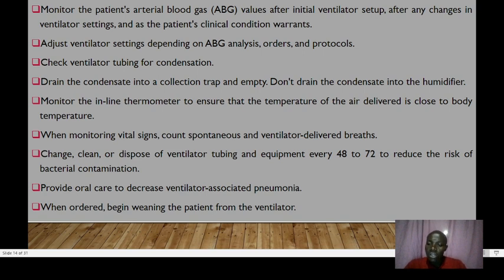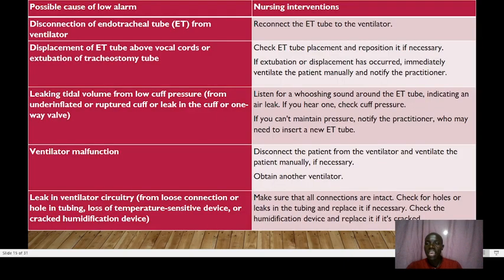Also provide oral care to decrease ventilator associated pneumonia. So you advise at least to clean twice a day in that case. So when ordered, you have to begin weaning the patient from the ventilator, and that's when you use the intermittent vent. So the pressure alarms, we have different causes for these alarms.